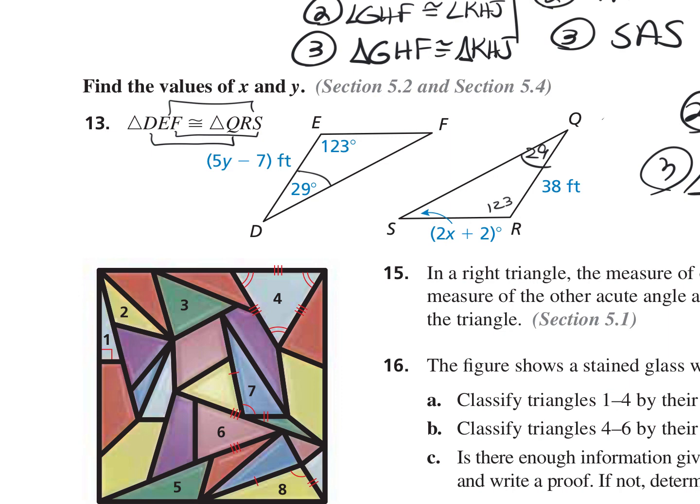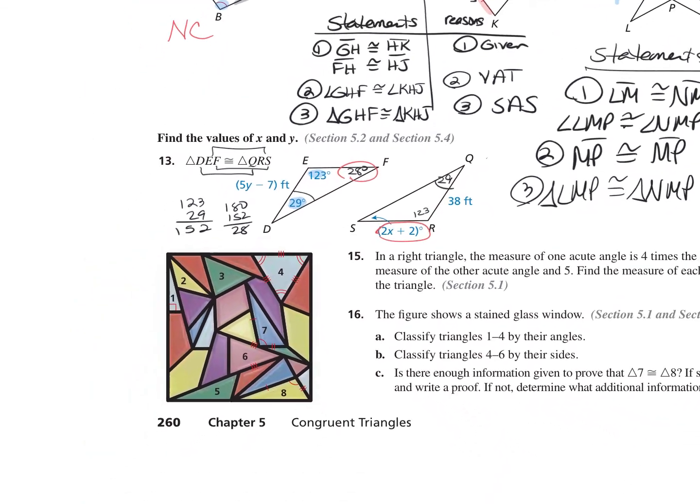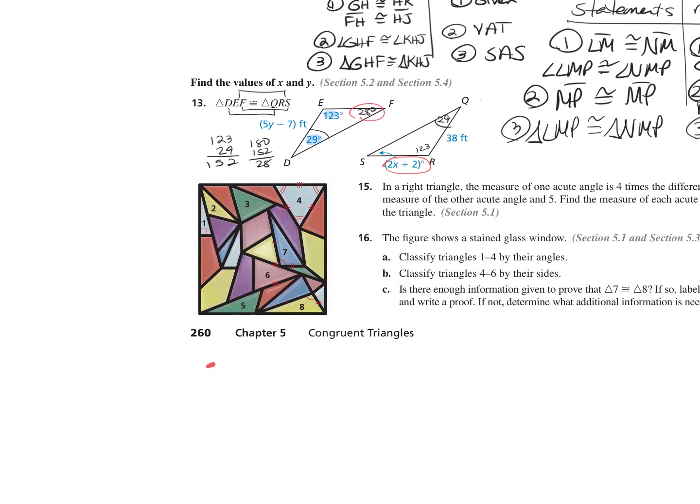But what I'm going to do instead to figure out what angle F is, I'm going to add the two angles I have and subtract from 180. So I can go ahead and add 123 and 29 and go ahead and get 152 and then subtract that from 180 and I get 28. So then that's what I can use to set 2x plus 2 equal to. So this would be more like along the lines of what you'll have to do. You would set 2x plus 2 equal to 28.